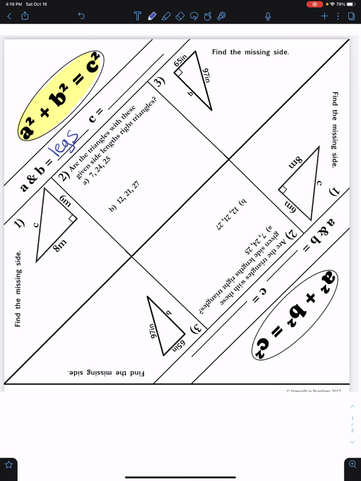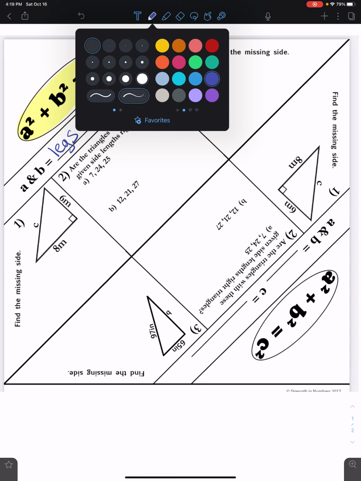The legs are the two sides that make the right angle. They're the shortest sides of the right triangle. And C is the hypotenuse, which is the longest side of the right triangle directly across from the right angle.